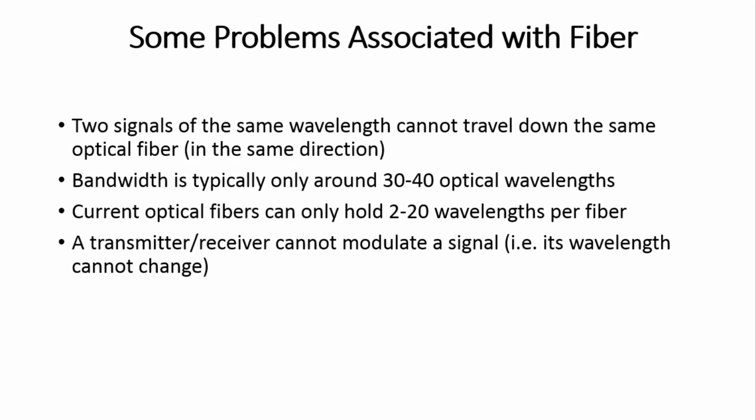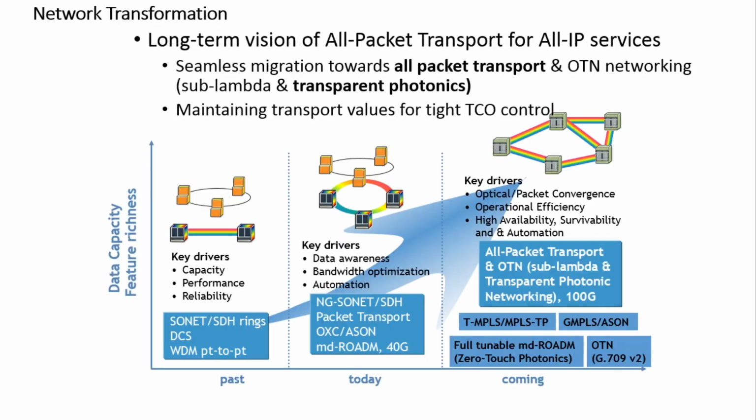Some problems associated with the fiber: two signals of the same wavelength cannot travel down the same optical fiber in the same direction. Bandwidth is typically only around 30 to 40 optical wavelengths. Current optical fiber can only hold 2 to 20 wavelengths per fiber. A transmitter or receiver cannot modulate a signal, and its wavelength cannot change.